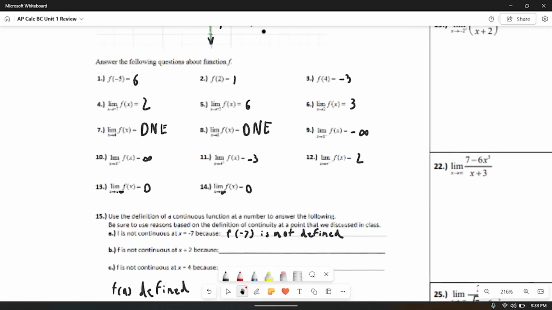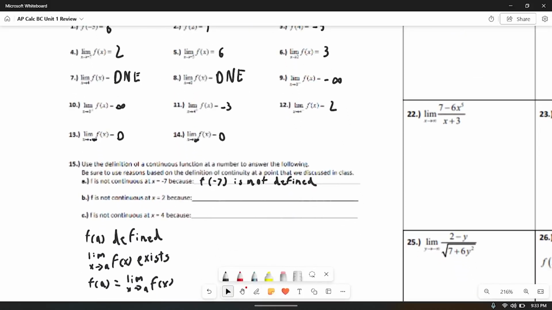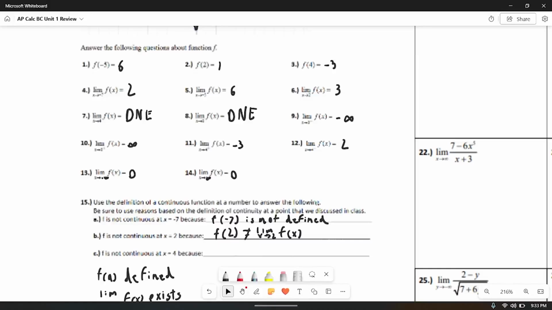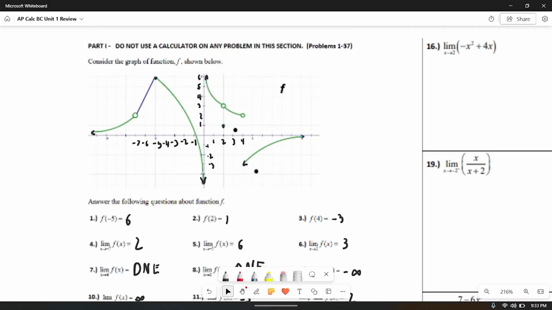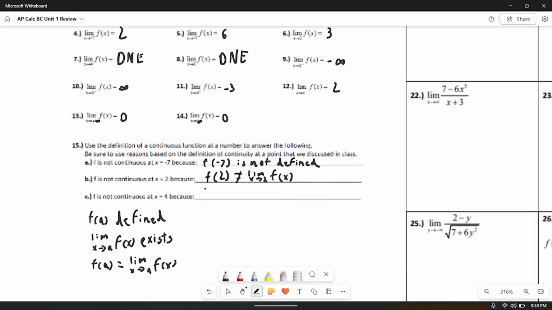Alright, now f is not continuous at 2. So the limit does exist right there, and the function is defined because it goes to right there, but the function value is 1 and the limit value is 3, so we can say f of 2 does not equal the limit as x approaches 2 of f of x. And then finally, not continuous at 4. So let's look at 4. As you can see, the limit from the left doesn't equal the limit from the right. So we can either say that, or we can just say the limit doesn't exist.